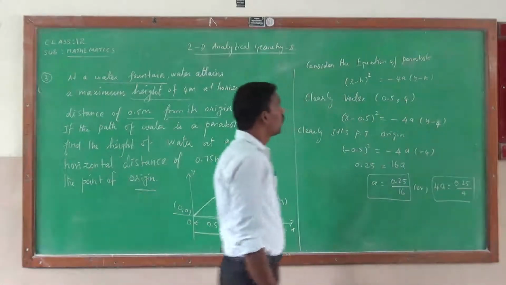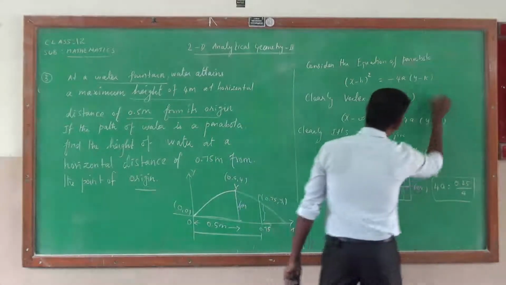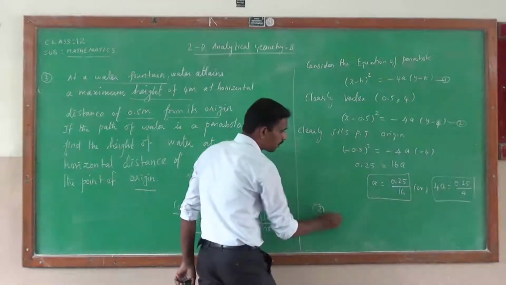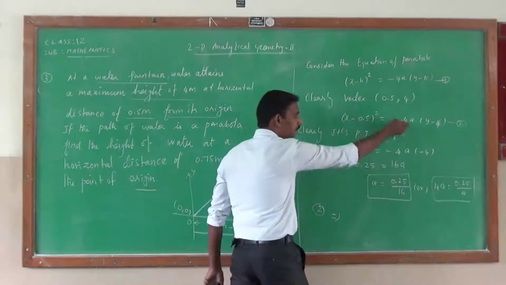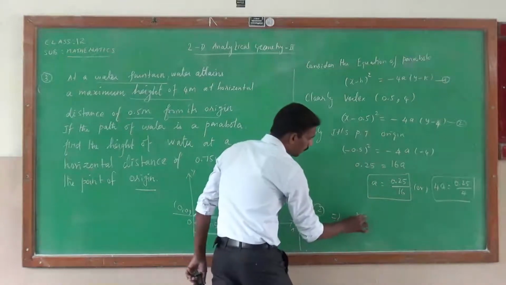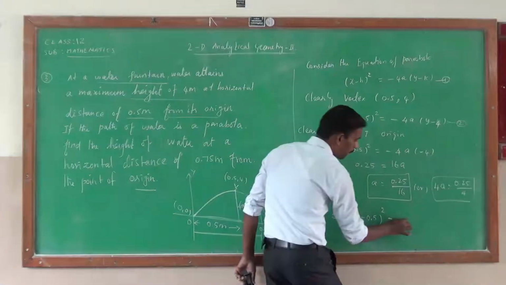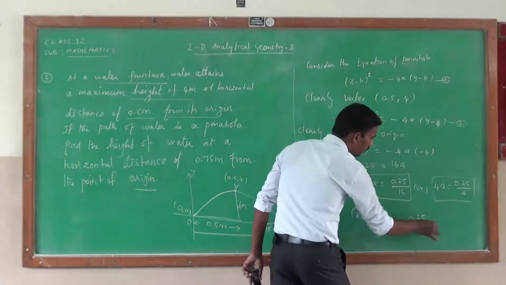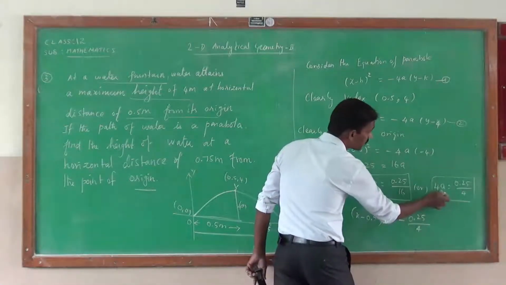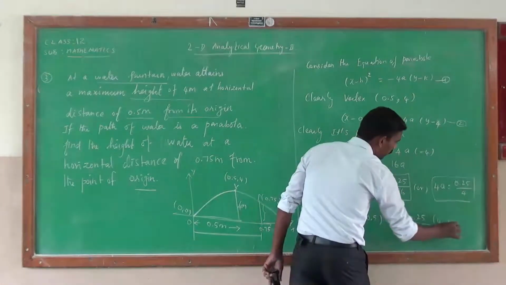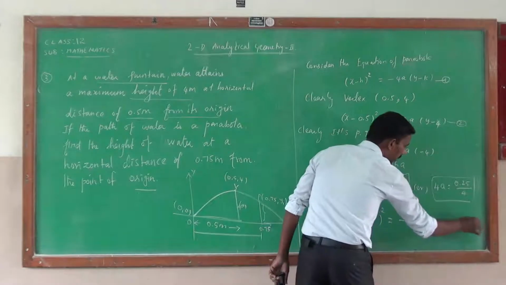We can choose any one. So consider this as the first equation, and this is the second equation. Now the second equation will come like this when applying the value of 4a here. So (x - 0.5)² = -(0.25/4)(y - 4), because of 4a I am substituting here, which is nothing but the third equation.